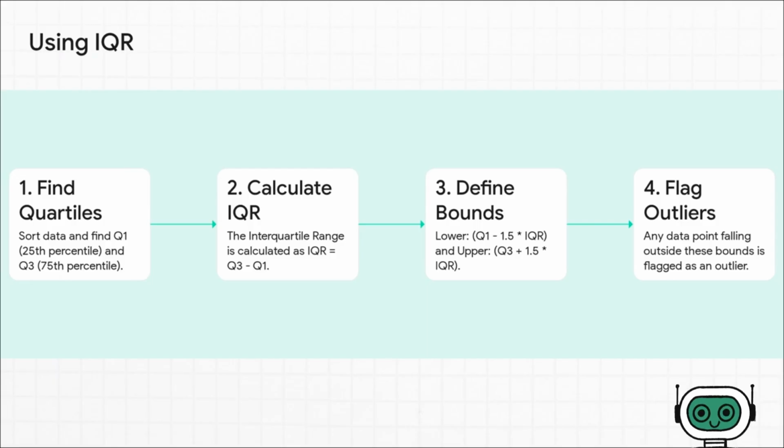So here's how it works. First, you sort your data and find the quartiles, Q1 and Q3, which mark the boundaries of that middle 50%. Next, you calculate the IQR itself, which is just Q3 minus Q1. Then, you use that IQR value to create a normal range with an upper and lower fence. And you guessed it, anything that falls outside those fences is considered an outlier. It's a super robust method.